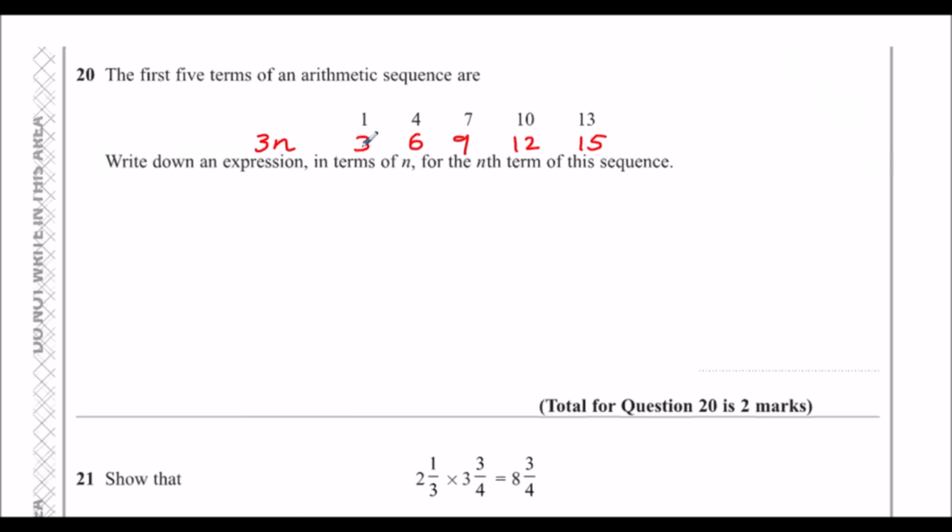So 3 times 1 is 3. 3 times 2 is 6, and so on. So this sequence is called 3n. The sequence above it is always 2 less. So it's 2 less than 3n, which is 3n take away 2.